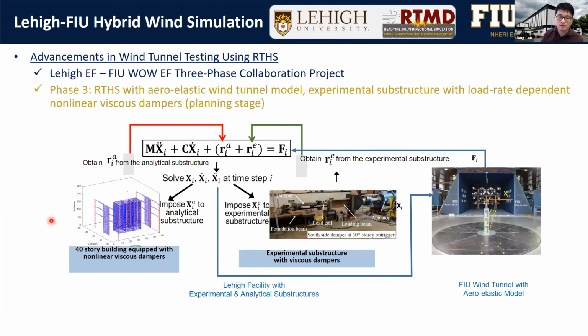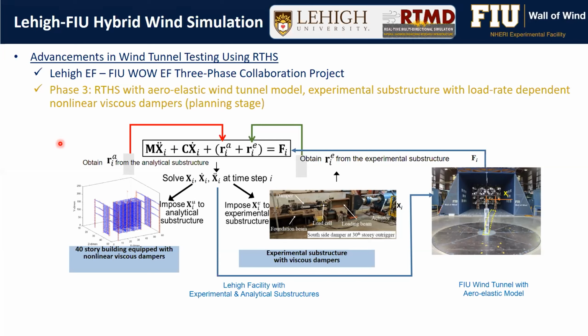So using the nonlinear viscous dampers in the buildings, we see how they can help reduce structural vibrations, which typically means reducing the accelerations, using the aeroelastic models in the FIU wind tunnel test. So basically, in the Lehigh facilities, we have experimental and analytical substructures, and in the FIU wind tunnel, we have the aeroelastic model, and we have to run the real-time hybrid simulations at the same time.